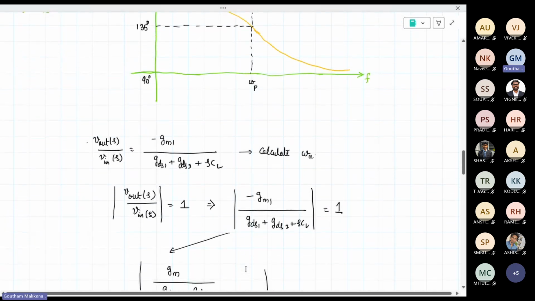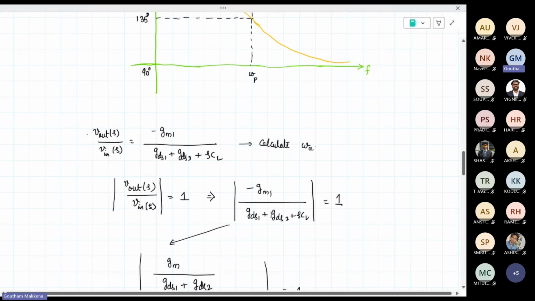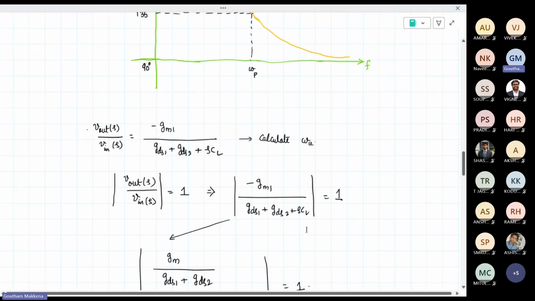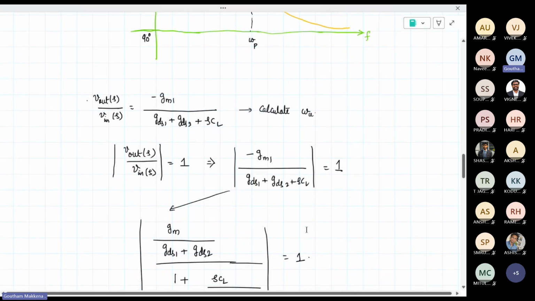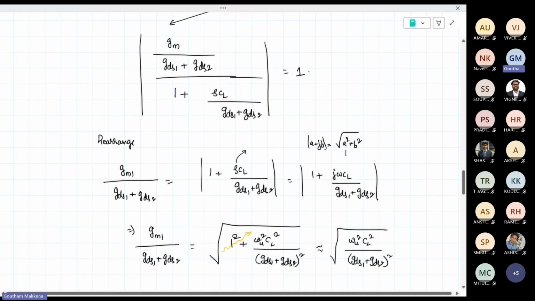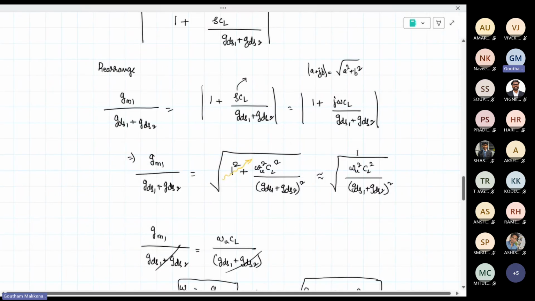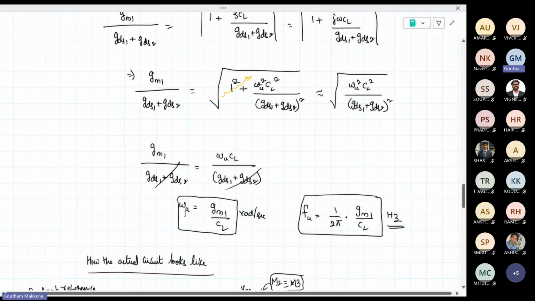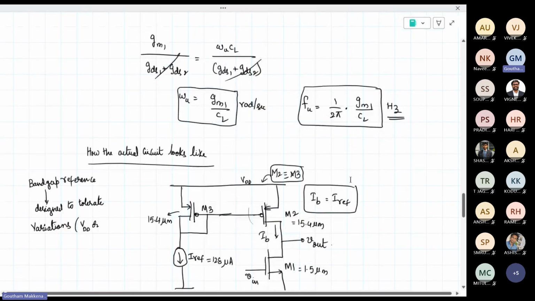And then we calculated the unity gain frequency as well: minus GM1 by GDS1 plus GDS2 plus sCL. The mod, we made it equal to 1. And we know that mod of A plus jB is the square root of A squared plus B squared. We substituted that, and then we found out the unity gain frequency is GM1 divided by CL. That means the unity gain, this is in radians per second. And in hertz, it will be 1 by 2 pi times GM by CL.